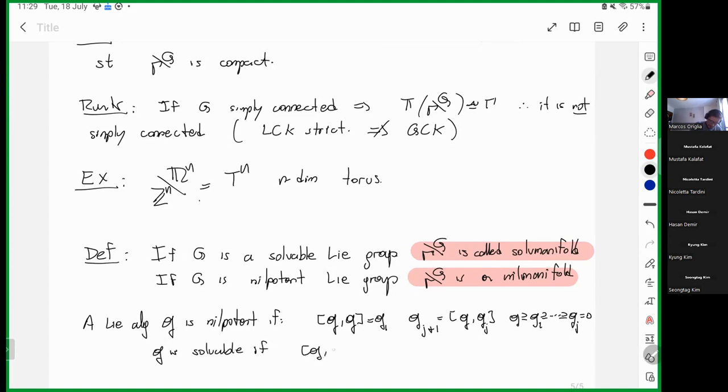The definition is similar. This is a weaker condition. We call this g^(1). And then we define again g^(j+1) as the commutator between the previous one, not against everything, but against itself, g^(j). And here again, if this series vanishes at some point, your Lie algebra is called solvable. And the step of solvability or nilpotency is just the previous step where this is different from zero. So if g_{j+1} is zero, it's j-step nilpotent or j-step solvable.